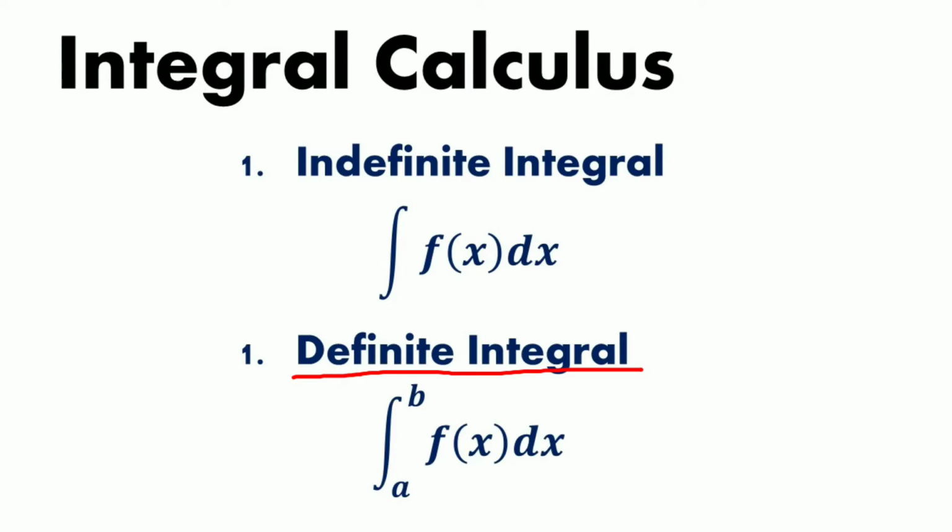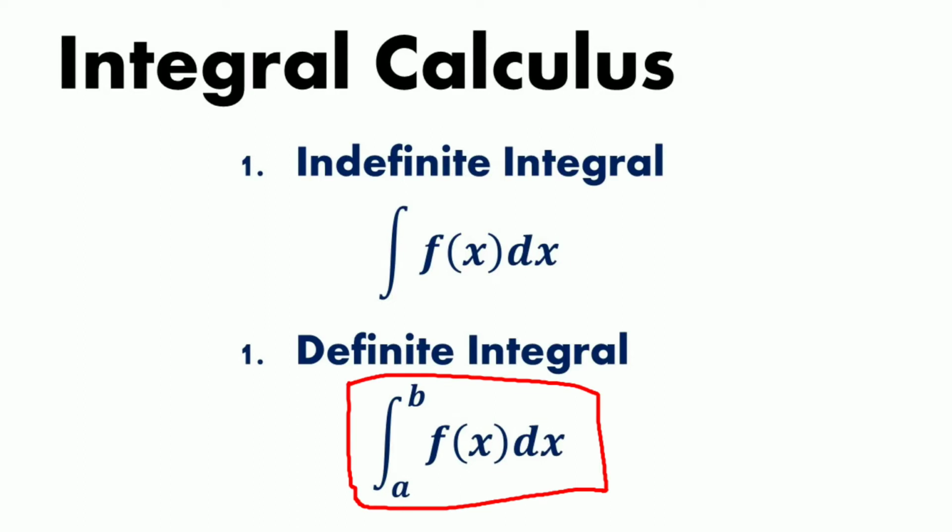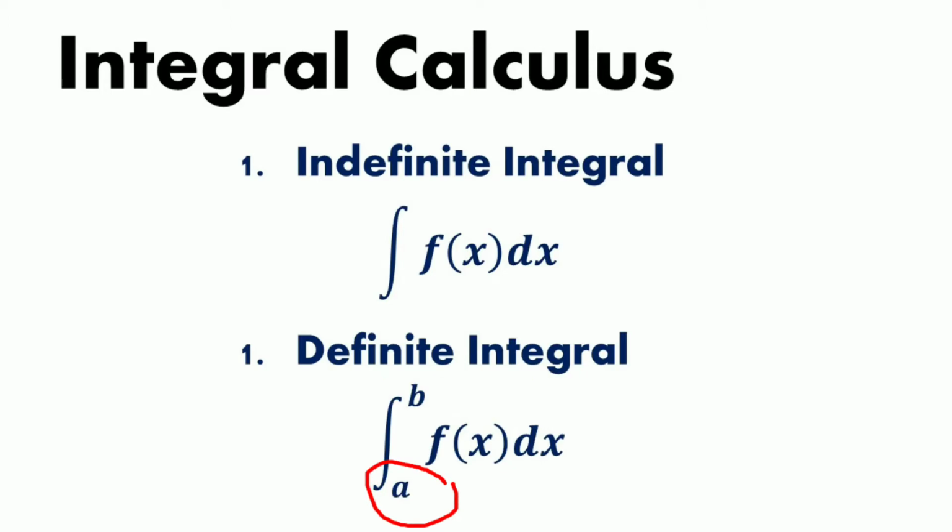On the other hand, an integral that contains the upper and lower limits is called a definite integral. A definite integral is denoted by the definite integral from a to b of f of x dx, where a is called the lower limit of the integral and b is called the upper limit of the integral. Thus the definite integral has a unique value.